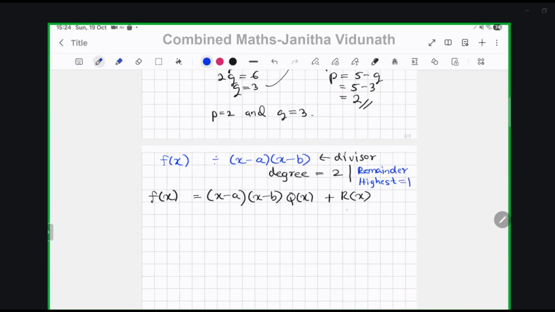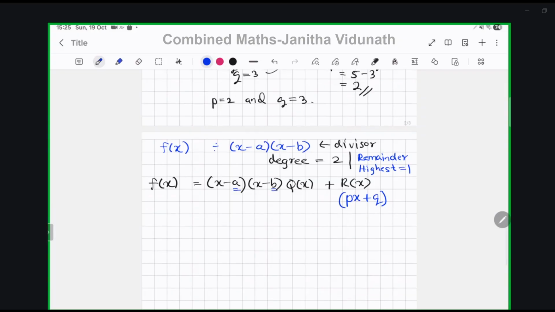That means the standard form of the remainder should be ax plus b. Here a and b are already taken, so we put px plus q. This is the standard form for a degree 1 polynomial. Since a and b are already allocated, we use p and q. According to the division algorithm, we can write f(x) is equal to (x minus a) times (x minus b) times q(x) plus px plus q.